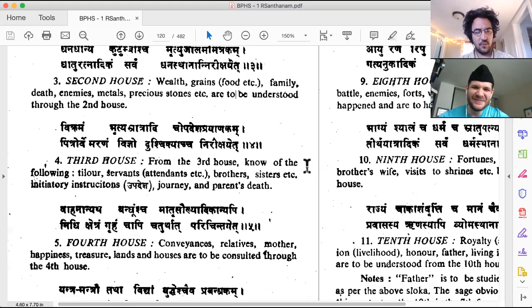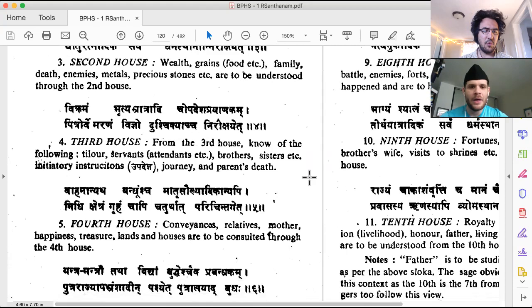Yeah, 3rd house. From the 3rd house, know the following: tailors, servants, brothers, sisters, initiatory instructions, journey, and parents' death. There you go. Tilor is? I think this is a typo. I think it's tailors. Oh, okay. I looked it up. Tailoring and stuff? Okay. Yeah, this is pretty simple.